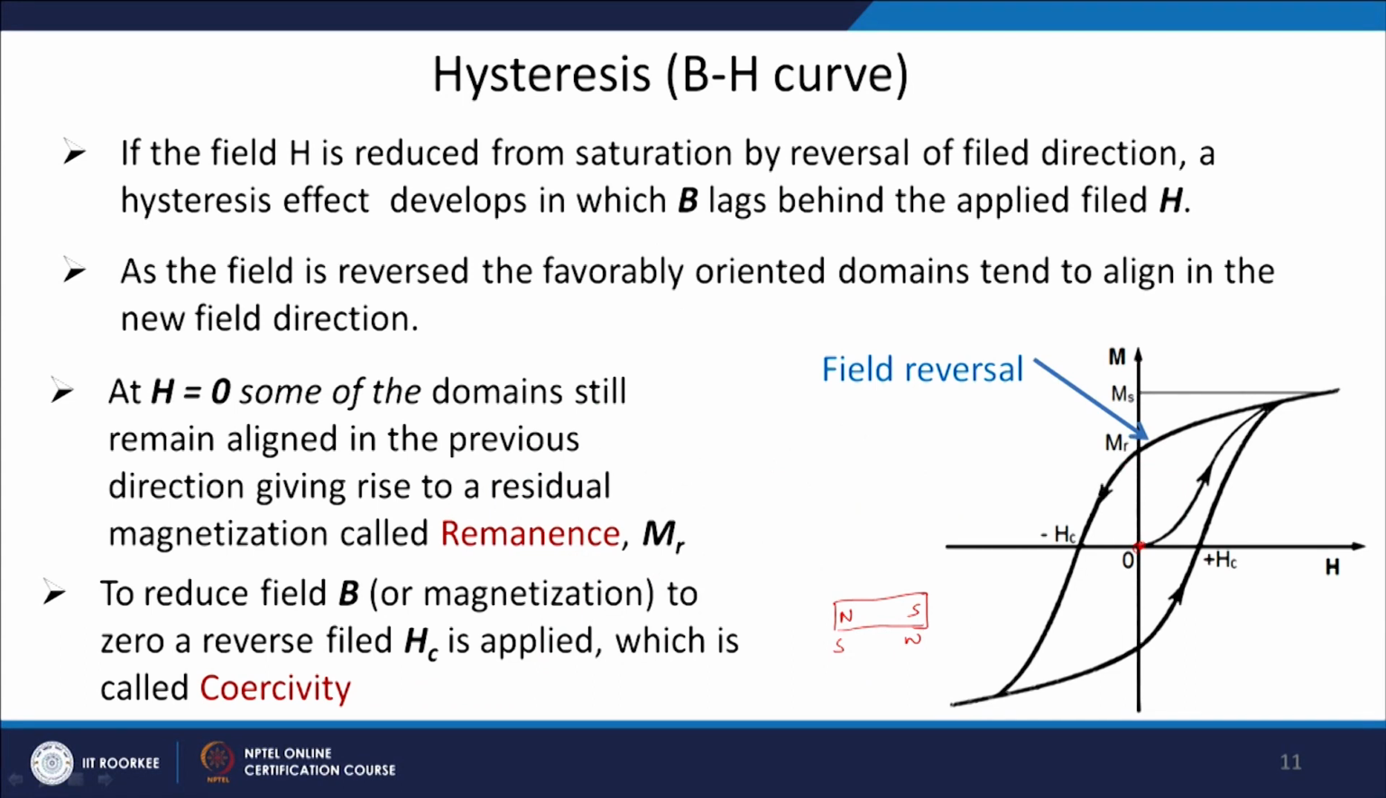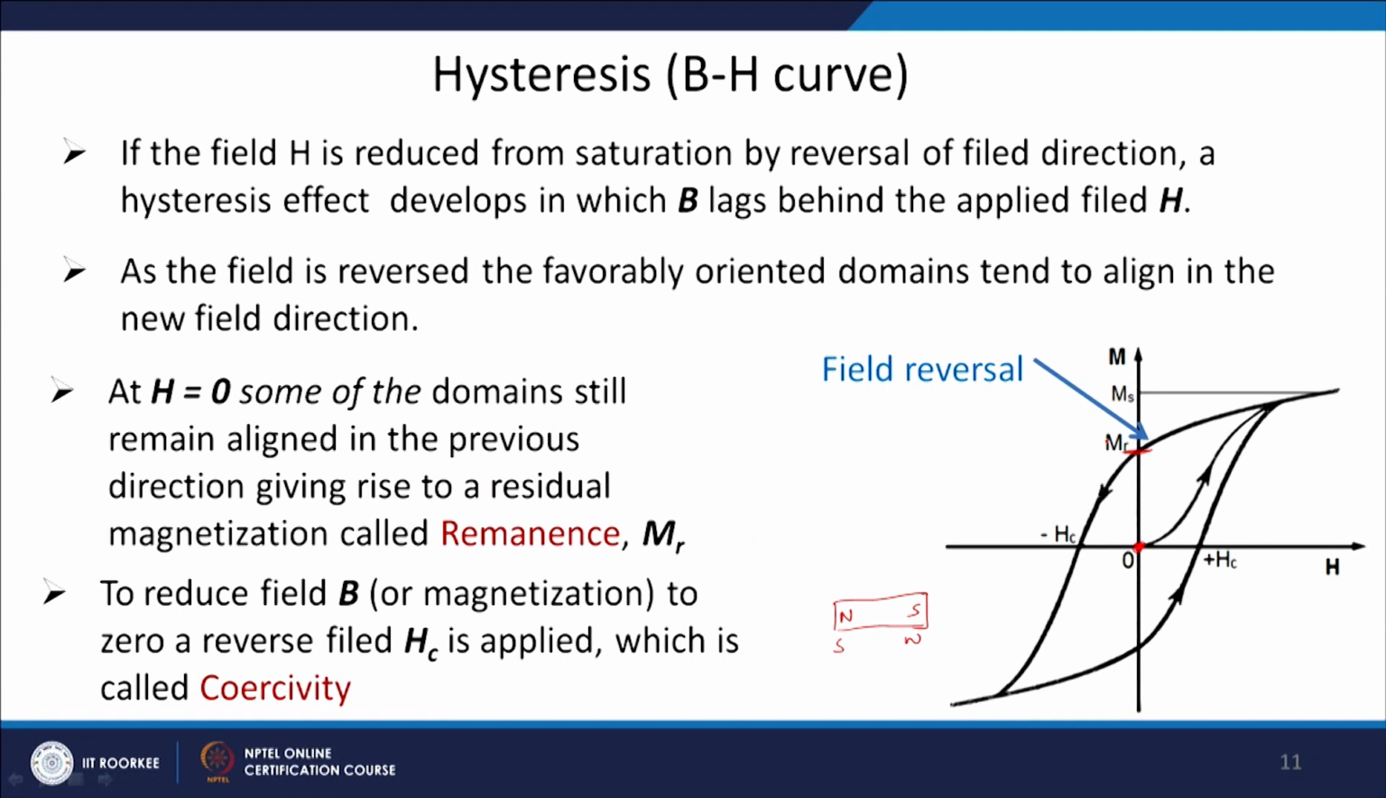You can see that we started from 0 for the external field when the flux density was 0. But while reversing, what we have seen is that when my external field is 0, still there is some magnetization left in the material. That means all the domains could not get aligned into the opposite direction. So there is some remnant flux, though my external field is 0 now. This remnant flux is called remanence.